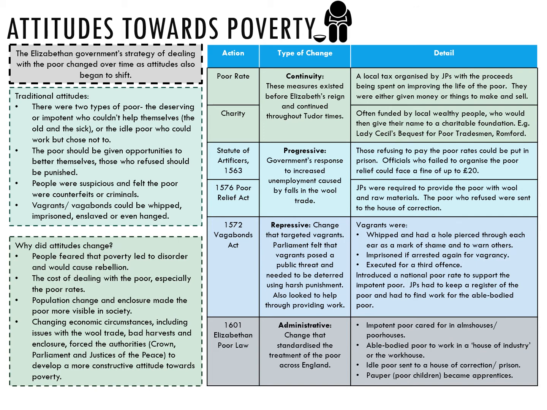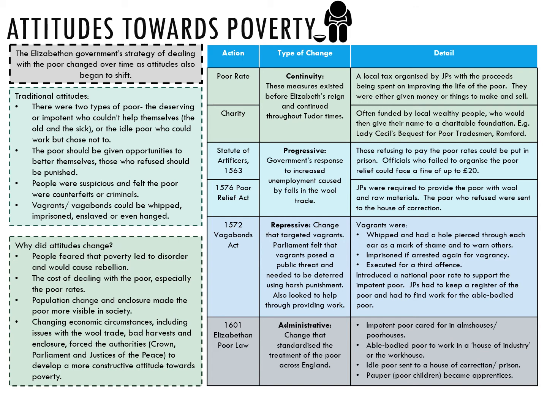Now, this law said that vagrants were whipped and had a hole drilled through each ear as a mark of shame toward others of their vagrancy. They were imprisoned if arrested again for vagrancy. They were given the death penalty for a third offence, and the Act introduced a national poor rate to provide support, including money and work for the impotent poor.